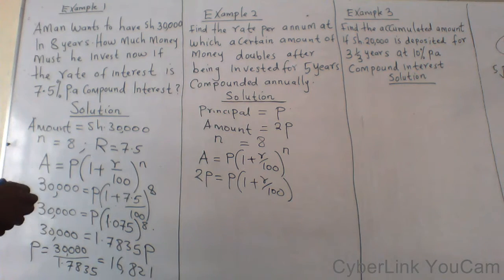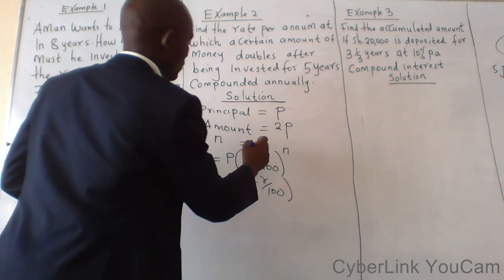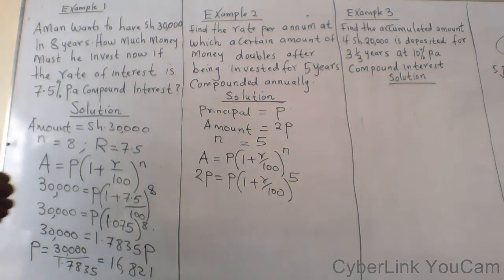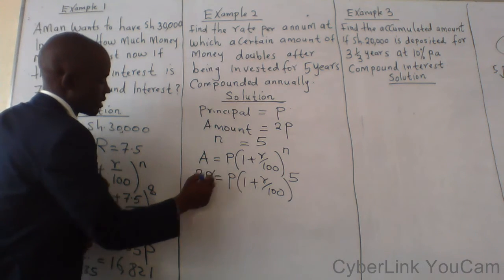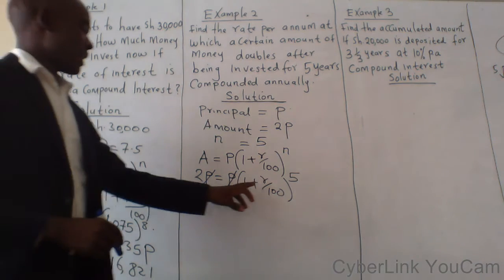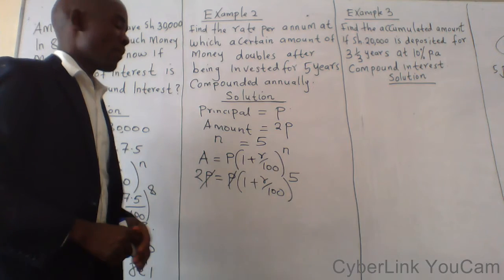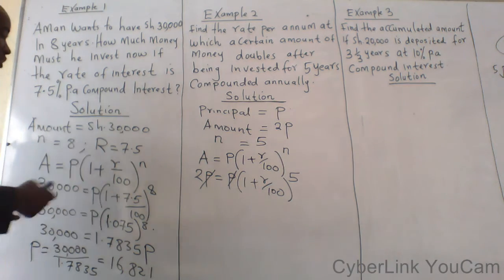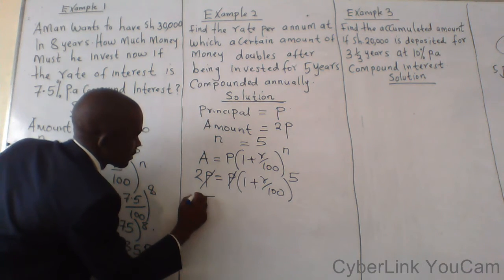Remember, we have been told our N is equal to 5. Sorry, this one is 5 years. Our N is 5. Remember, this P and this P will cancel. And then we need to get R, meaning we need to remove this 5. If you want to remove a power, you take the root of that power on both sides. So it means we will take the 5th root on both sides.